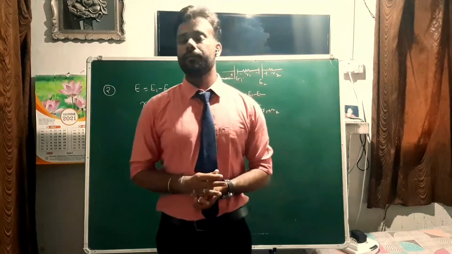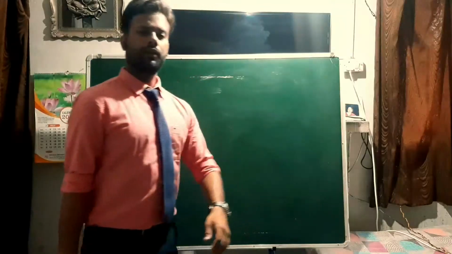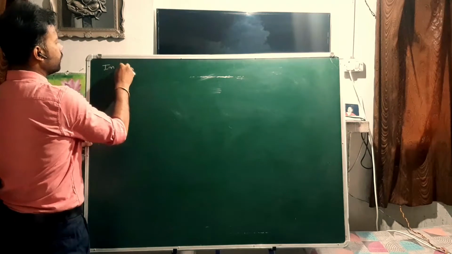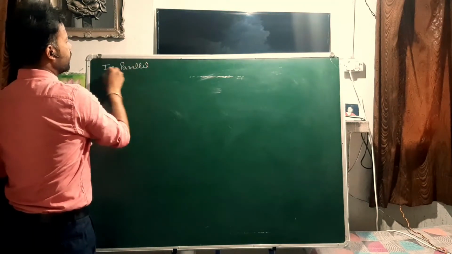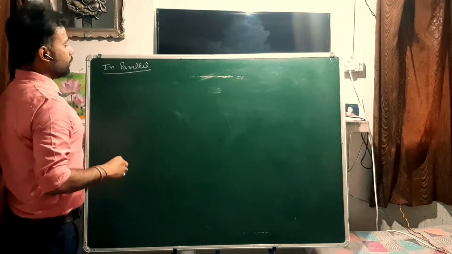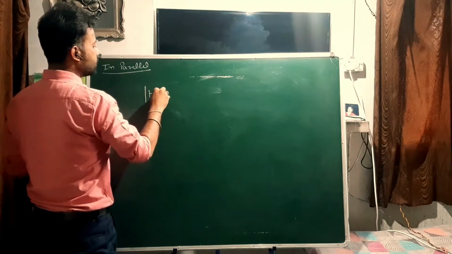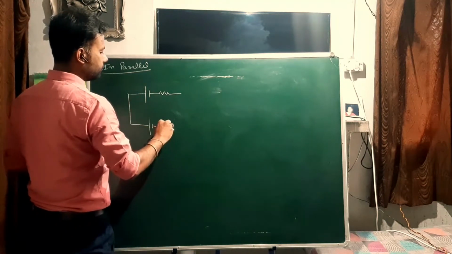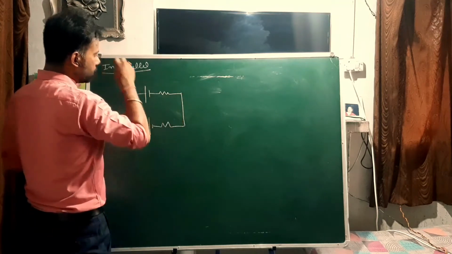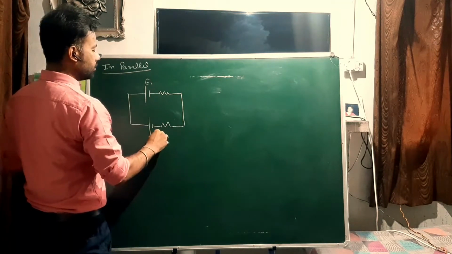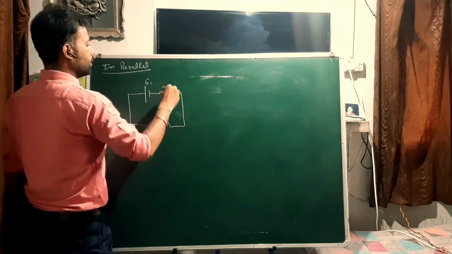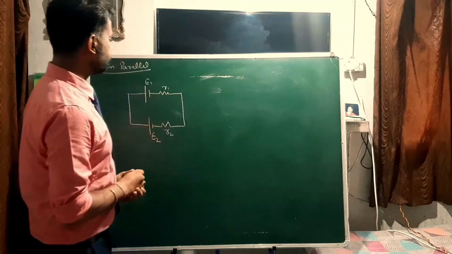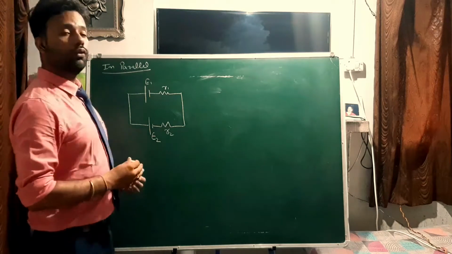Now let's see what happens when the cells are connected in parallel. That was in series. Now we are taking cells in parallel, right? Suppose we have two cells, first having EMF E1 and second having EMF E2. This is E1, this is E2, resistance R1 and resistance R2, right? We have to make the equivalent diagram.